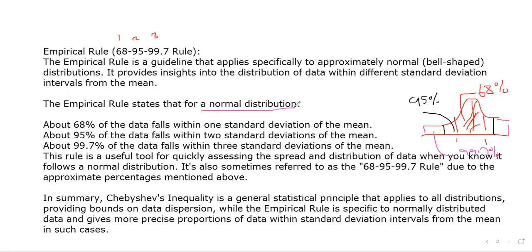So it almost follows a normal distribution where 68% will fall within 1 standard deviation, 95% will fall within 2 standard deviations, and within 3 standard deviations, that is at least 99.7%. So this is how the rule goes. Now, how do we apply this rule, and of what significance is it?